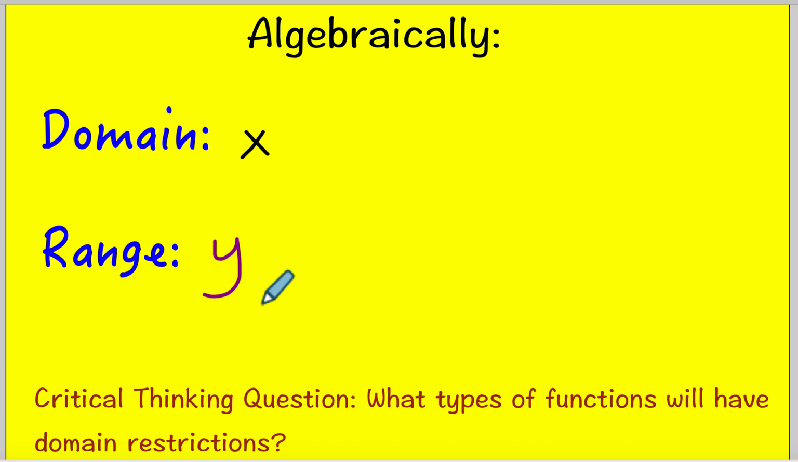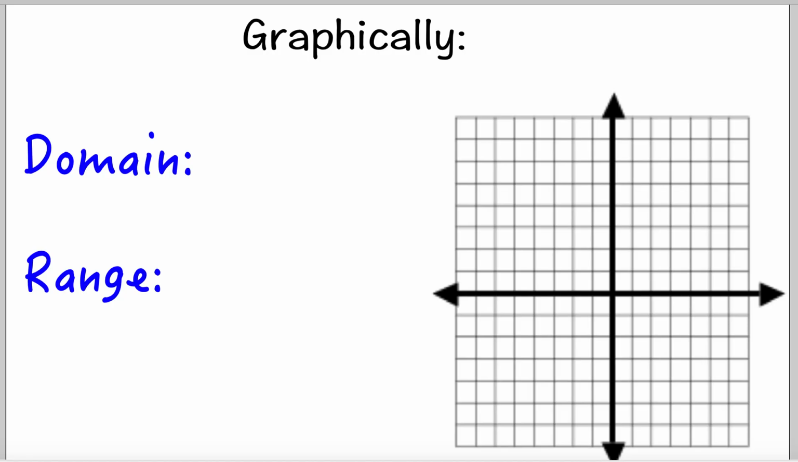On a graph, that's like the vertical axis, and the x is like the horizontal axis. But the range is what you get out after you've plugged in x. What kind of numbers do you get out? A good thinking question is what functions will have domain restrictions. We're actually going to cover that later. So since I'm not here, we'll skip over that.